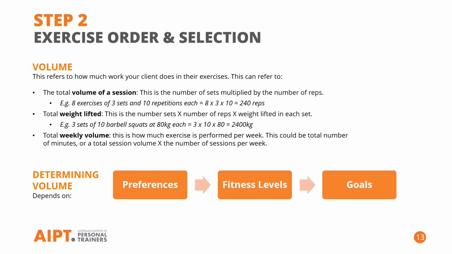And then finally, we've got the client's goals. If the client's goal is strength, then we saw on one of the previous slides that generally for strength-related goals, they'll perform 3 to 5 sets of a lower repetition number per set. If their goal is muscular endurance, they'll generally perform a higher number of repetitions per set, possibly 15 or more. So all these components will impact your ability to determine what a suitable volume is for your client.